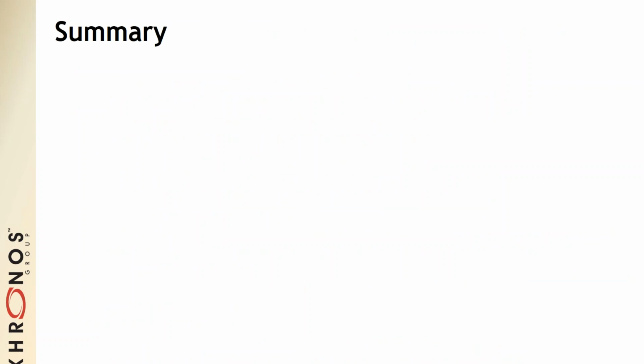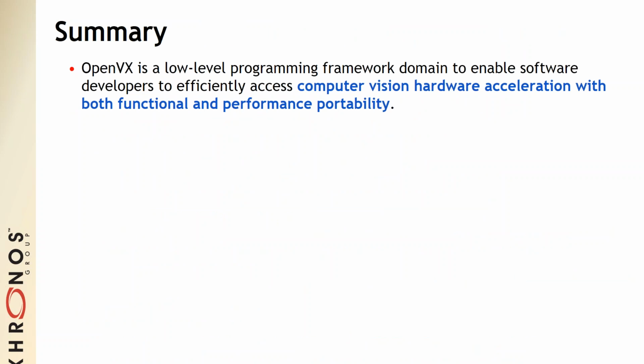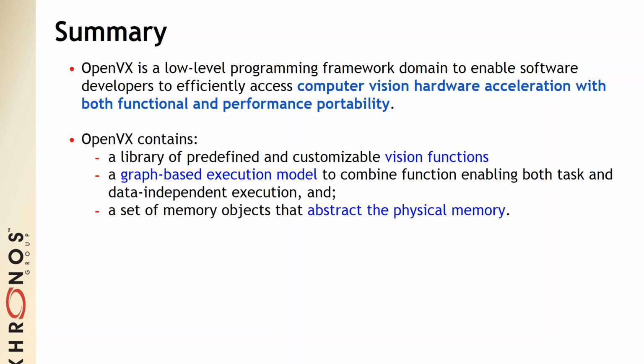So this brings us to the end of my presentation. In summary, OpenVX is a low-level C API that lets you access computer vision accelerators with both functional and performance portability. OpenVX contains three main components to make this happen. First, a library of predefined and customizable vision functions. Now we're calling them kernels. And in 1.1, we went through the 44 most commonly used functions here.